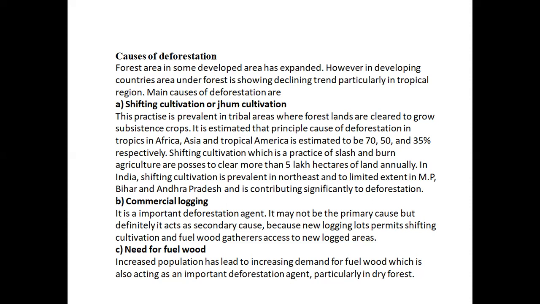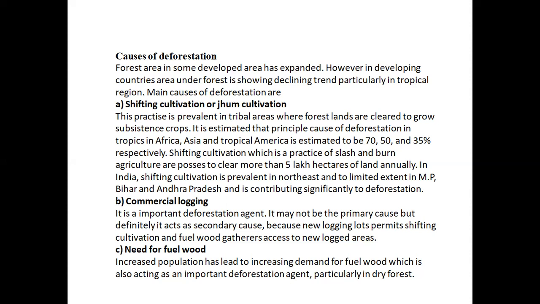Shifting cultivation, which is a practice of slash and burn agriculture, is estimated to clear more than 5 lakh hectares of land annually. In India, shifting cultivation is prevalent in the northeast and to a limited extent in MP, Bihar, and Andhra Pradesh, and is contributing significantly to deforestation.